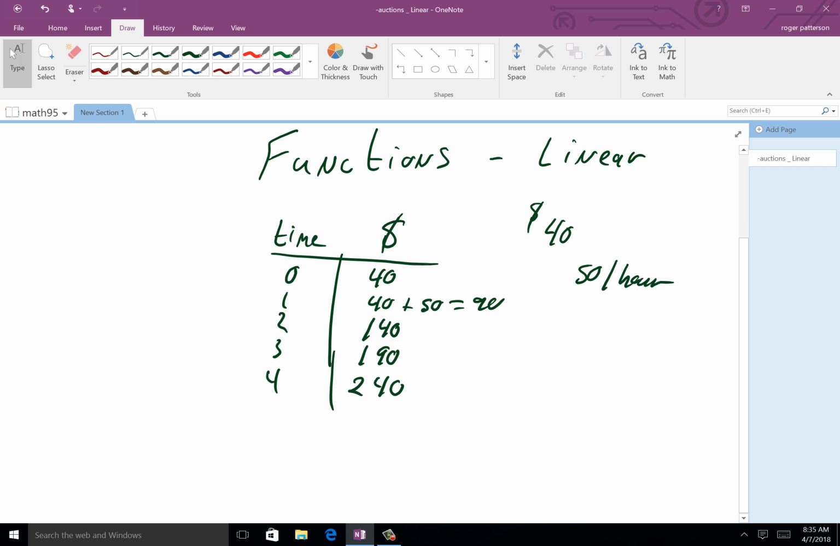Okay. But the thing is with a function, it has to be so that this time can only be associated with one value. So if you have a 10-hour job, they're only going to charge you one rate. Okay, so that's the idea of a function.